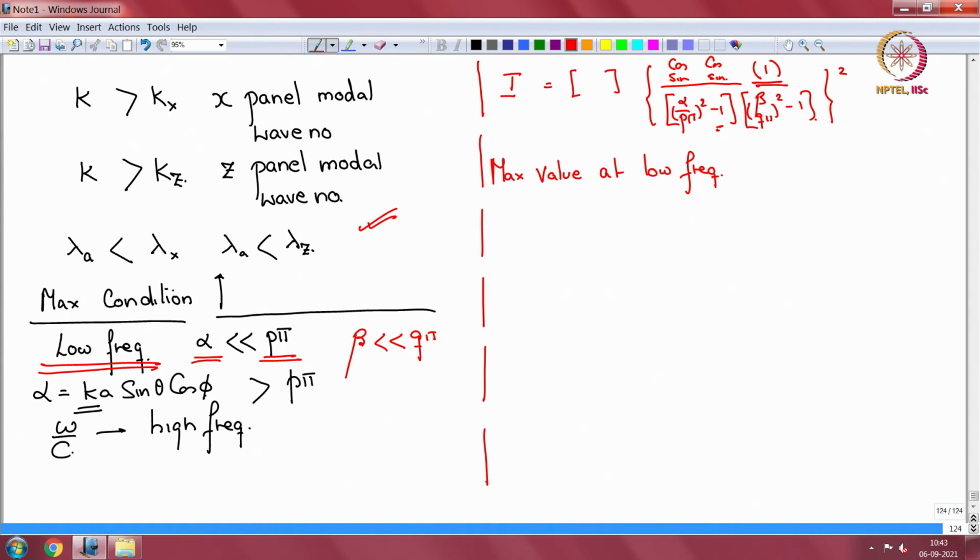Okay. So then what is the intensity? The intensity at low frequencies now is given by twice rho 0 c magnitude V pq whole squared k a b by pi cube r pq whole squared. Okay, this is intensity at low frequency.